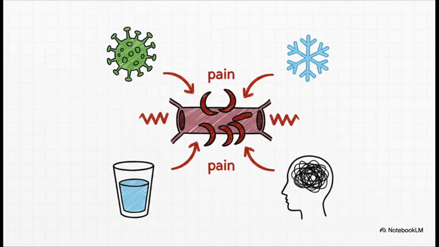And these painful crises don't just happen out of the blue. They're often set off by common triggers, things you and I might not think twice about, like a simple infection, getting exposed to cold weather, not drinking enough water, or even just going through a period of high stress can be enough to ramp up the sickling process and kick off a full-blown VOC.